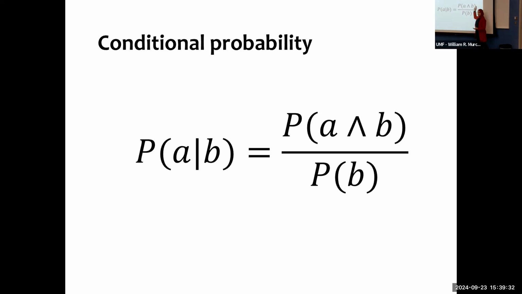So what are we going to have here? Given B means B is already there. Now what we need to know is A and B. So the probability of A given B is equal to the probability of A and B happening together, divided by the probability of B happening. Is that clear?